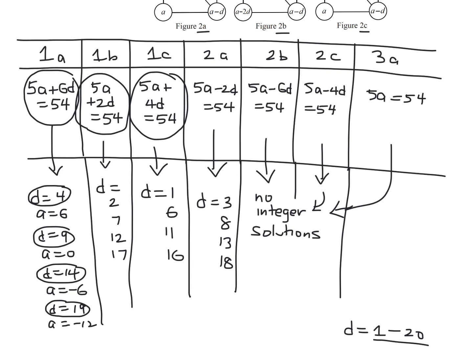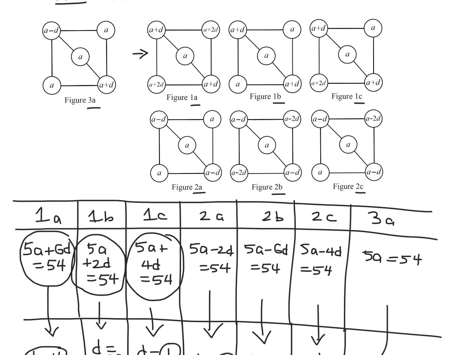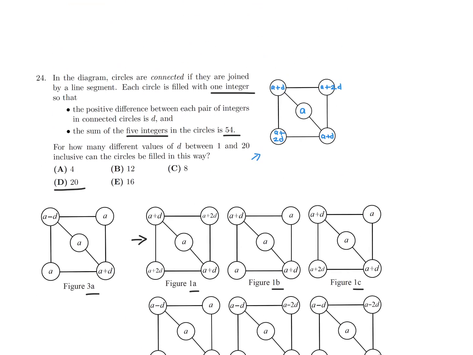So we have 1, 2, 3, 4, 5, 6, 7, 8, 9, 10, 11, 12, 13, 14, 15, 16. 16. And you just got to make sure you didn't double count. And therefore 16 is the answer, and that would be E.